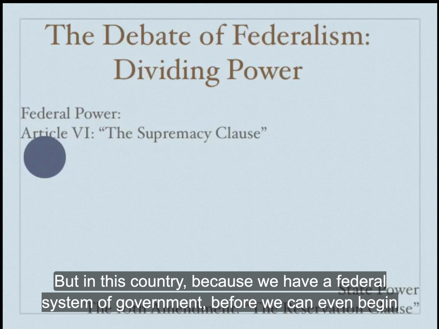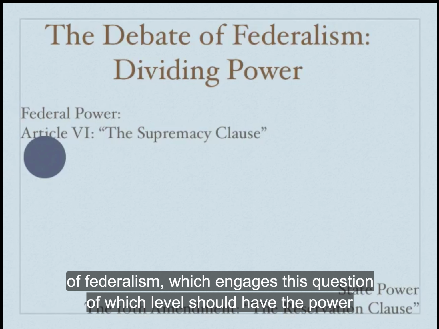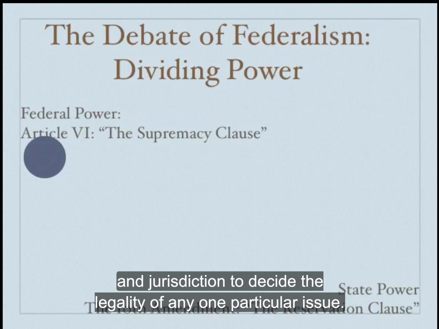But in this country, because we have a federal system of government, before we can even begin to talk about whether or not something should be legal or illegal, we must first have this debate of federalism, which engages this question of which level should have the power and jurisdiction to decide the legality of any one particular issue.